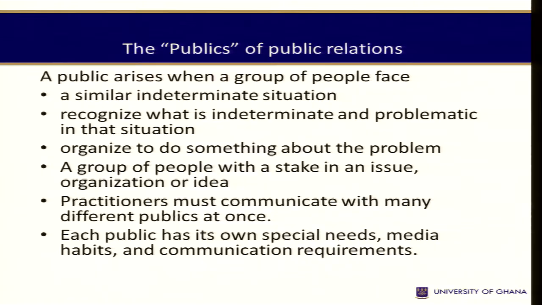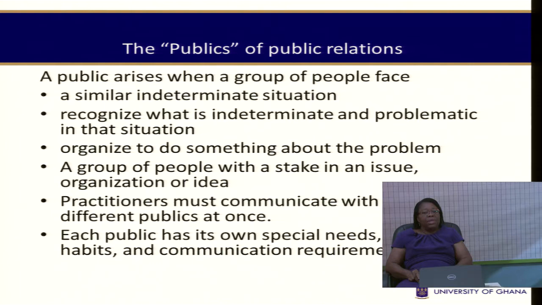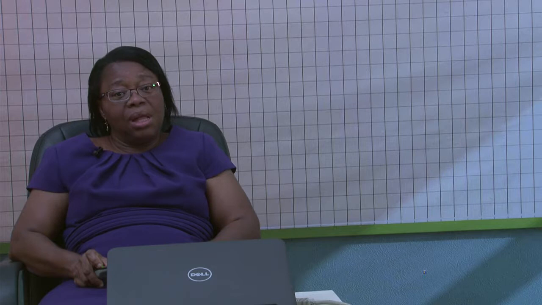We mentioned publics as one of the keywords. And who is a public? A public arises when a group of people face a similar indeterminate situation, or they organize to do something about a problem, or you can say that a public is a group of people with a stake in an issue, organization, or an idea. Identifying your public is very important. So what kind of publics do we have, or how do we view publics?